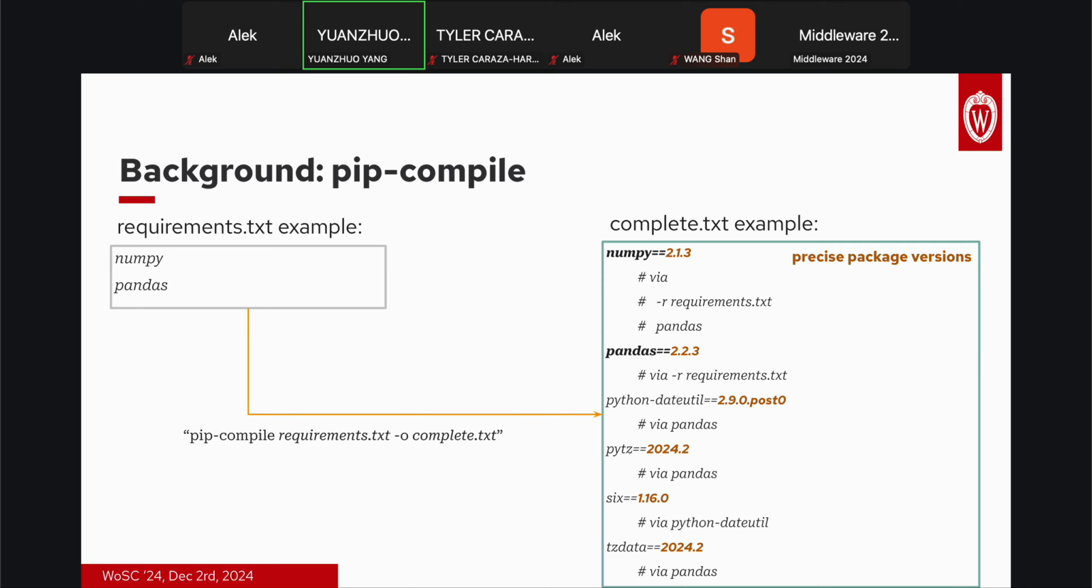Another thing that complete.txt tells us is precise package versions. As you see, all the direct or indirect packages in the complete.txt have a version now, and that is generated by pip compile.